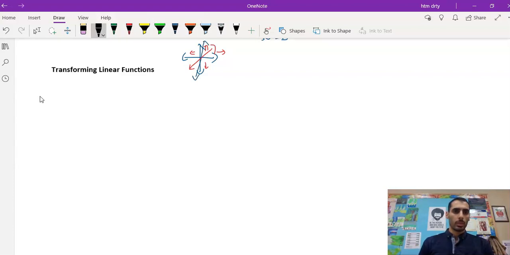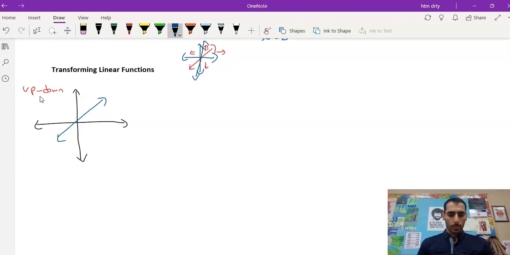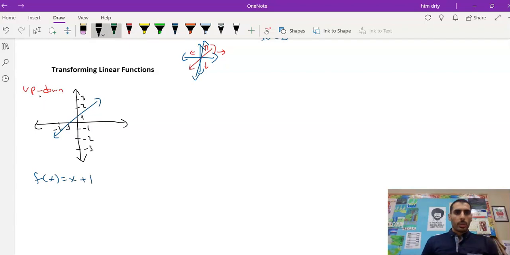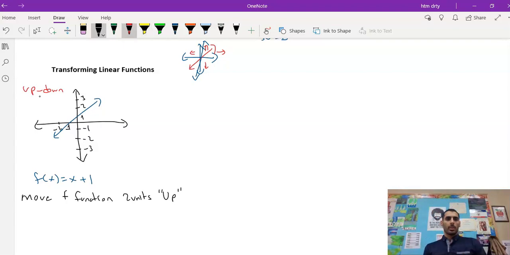Let's see all three in one. So let's start with up and down. We have a parent function, and let's call this function f(x) equals x plus 1. From here, let's move the f function 2 units up. If it's 2 units up, the new function is going to be like this, from 1 to here. This one was f, this is the original function. So this new function is going to be g.